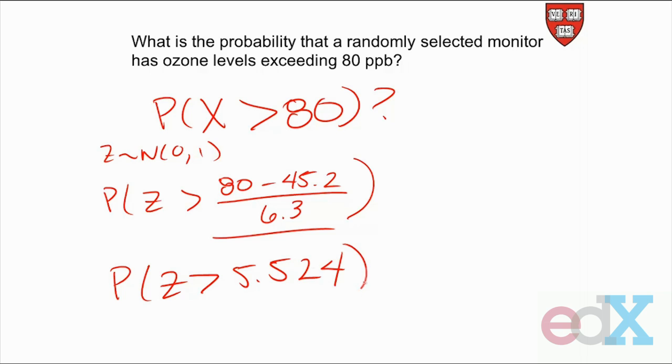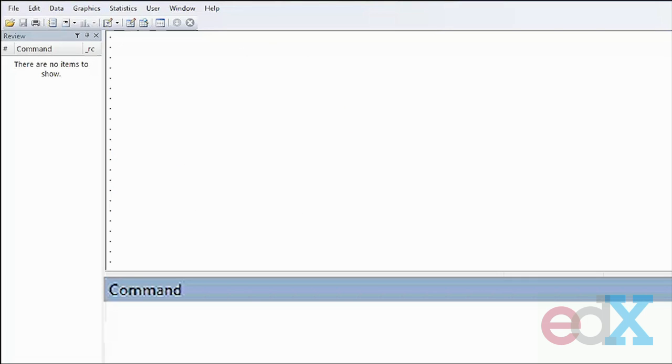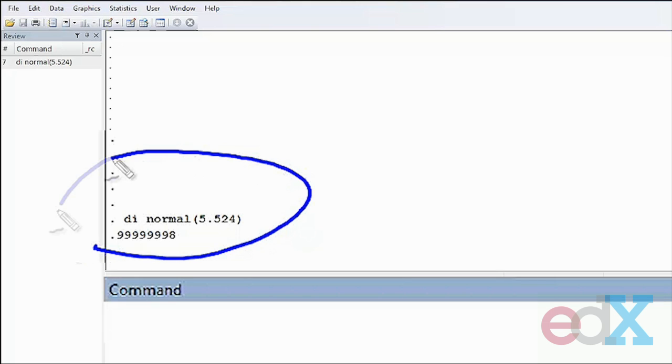5.524. Now, I can't do this line in Stata. But once I've standardized, I can now do this in Stata. So to perform this probability calculation, recall that I used the function normal. I'm simply going to type in display normal 5.524, and I find that the probability that x is greater than 80 is very high. It's almost 100%, but not quite.